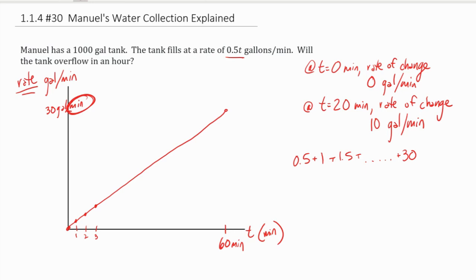So you can either do it that way and just enter into your calculator 0.5 plus 1 plus 1.5 plus 2. And you'll have to do that for a bunch of these numbers, which is maddening, I understand. If you remember from Algebra 2 how to use a sum, you could also say, okay, I'm adding up all the numbers in this formula from 1 to 60.